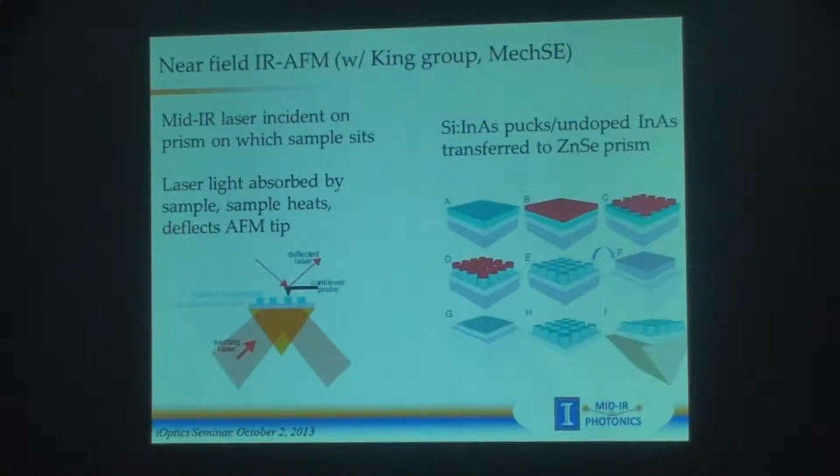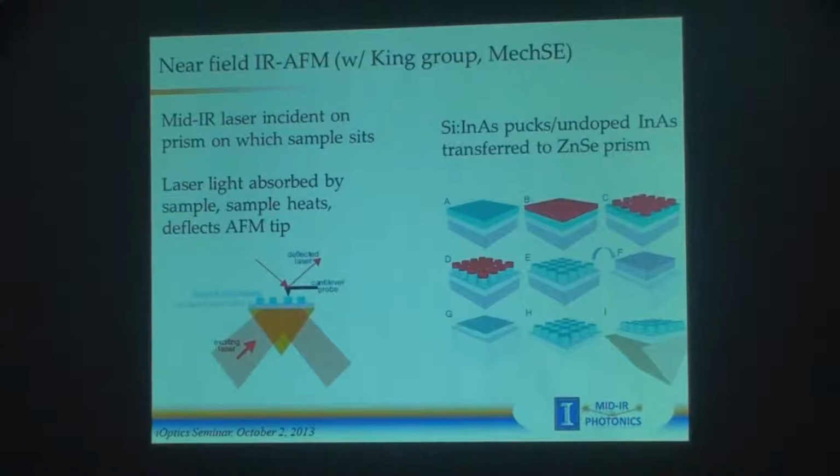In collaboration with the King Group in the Mechanical Science and Engineering Department, we decided that just seeing that dip isn't a good enough indicator, because we know that when you do a transmission or a reflection measurement, of course your measurement is in the far field. You're not looking right up at the near field of your structures. We need to show in the near field that we, in fact, have this localized absorption resonance.